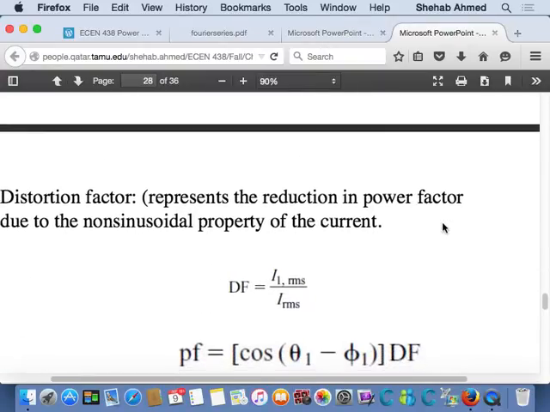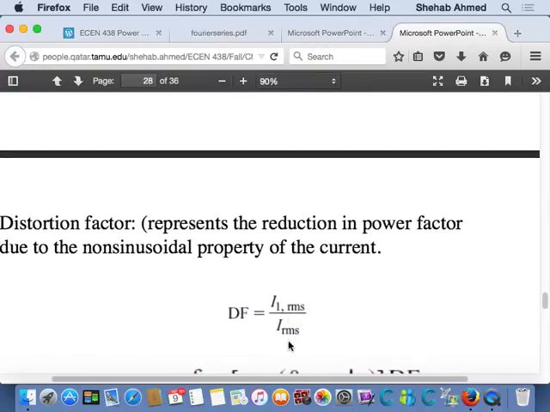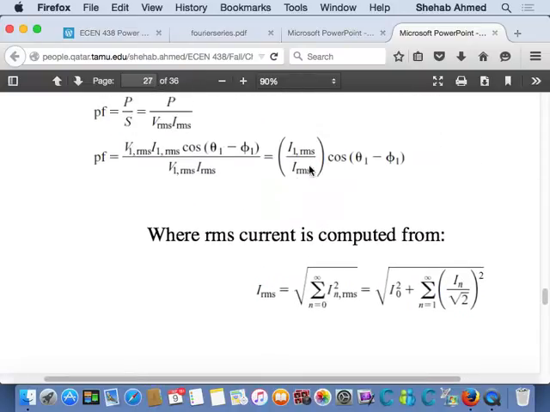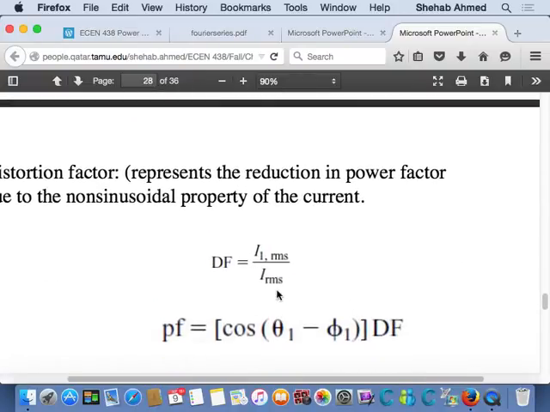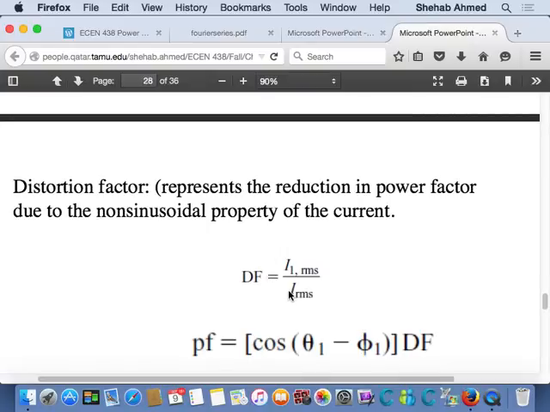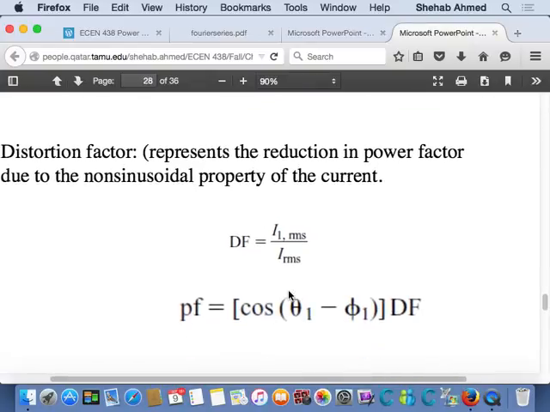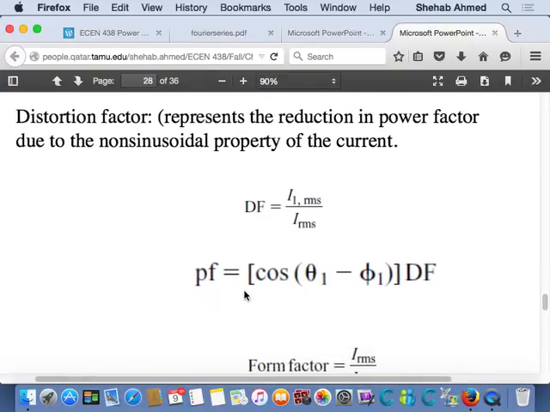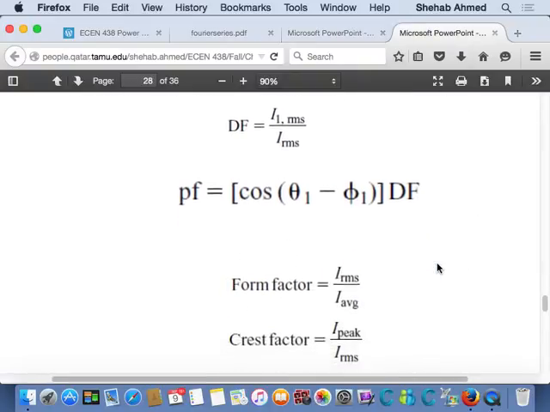Okay. So this ratio of I1 over I RMS, that we found here, is called a distortion factor. Okay? So it's a distortion factor that we have to account for. So your power factor equation can be written as the classical power factor equation, which is the cosine of the angle between voltage and current, multiplied by the distortion factor that you have in your system. Right? There are other factors that are of interest to power systems people and power electronics people, like the form factor and the crest factor.